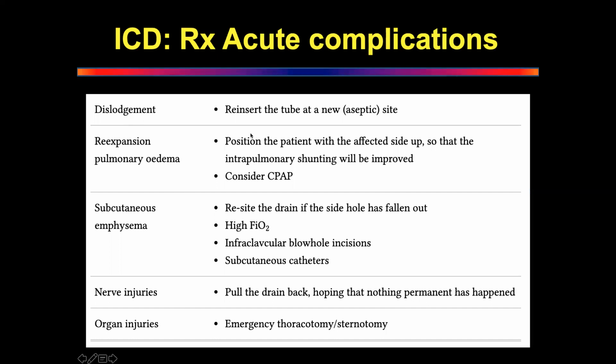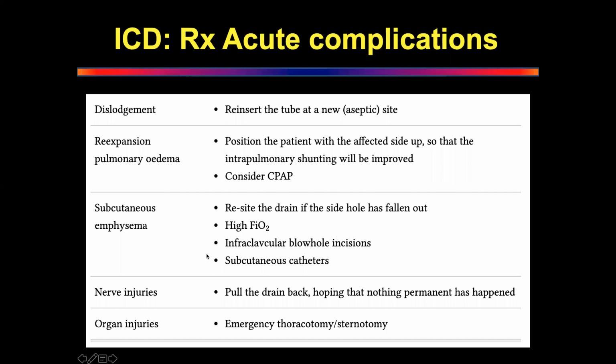So if there's dislodgement, you reinsert the tube. If there's re-expansion, you should not do that. You should get the patient propped up and clamp the drain, and the patient might need CPAP. If you've got subcutaneous emphysema, then you've got to make sure that the side hole has not fallen out. Always give the patient oxygenation. I don't like this. I'm completely against these infraclavicular holes and all that. Completely not to be done. And subcutaneous catheters, completely not to be done.